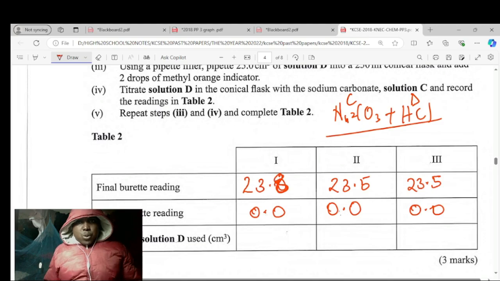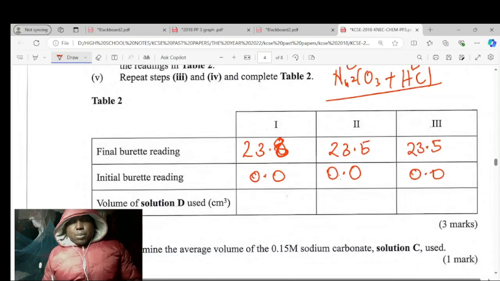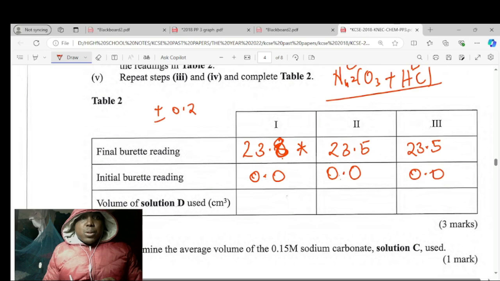Now, if you did the practical and got 23.8, 23.5, 23.5, looking at this range, the first one is far away, because accuracy should be plus or minus 0.2. But this one has gone 0.3. Therefore, this is an outlier. The value is outside. Therefore, when we calculate the average, we will use these two only, to get the accuracy marks. Okay? That is why I put it here intentionally, to show you that if you get a value that differs by more than 0.2, then remember you will not use it for the average.